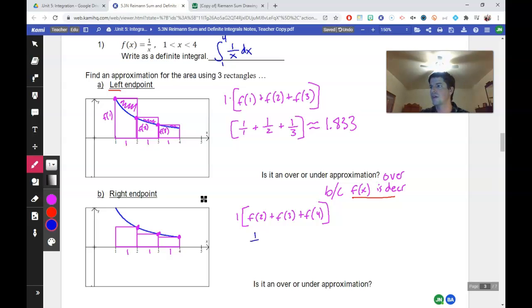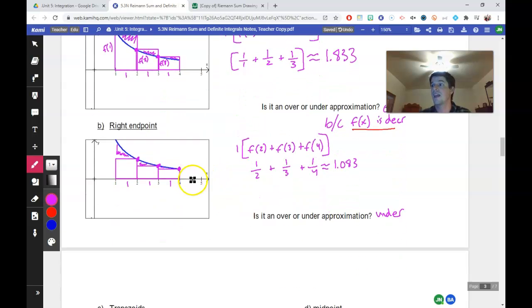So what is f of 2? Well, that's 1/2, plus 1/3 plus 1/4. And if you type that into a calculator, you get approximately 1.083. So you can see it's a lot less than this, and that's good because we see visually these are all smaller, right? So this is going to be an under approximation of the curve, and the reason for that is because, look, there's that space above each of the rectangles that we didn't count.